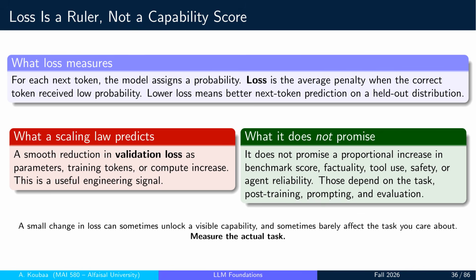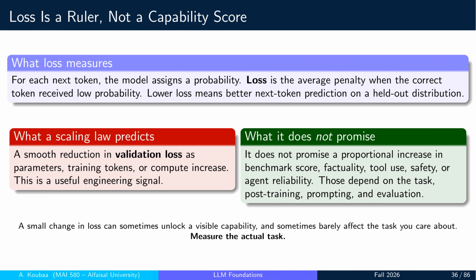Now, the two columns, and the contrast is the point. On the left, what a scaling law predicts: a smooth reduction in validation loss as parameters, training tokens, or compute increase. That's a useful engineering signal. On the right, what it does not promise. It does not promise a proportional increase in benchmark score, factuality, tool use, safety, or agent reliability. Those depend on the task, on post-training, on prompting, and on evaluation.